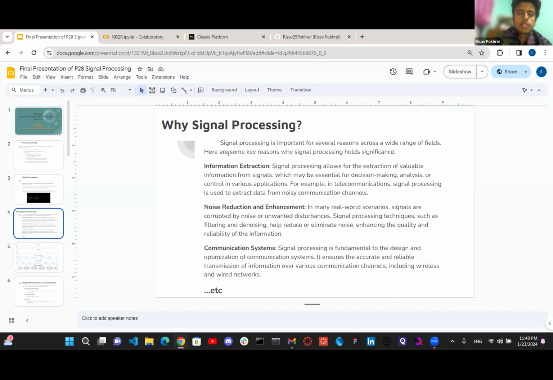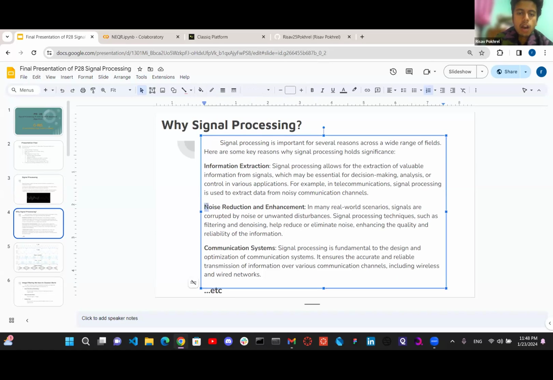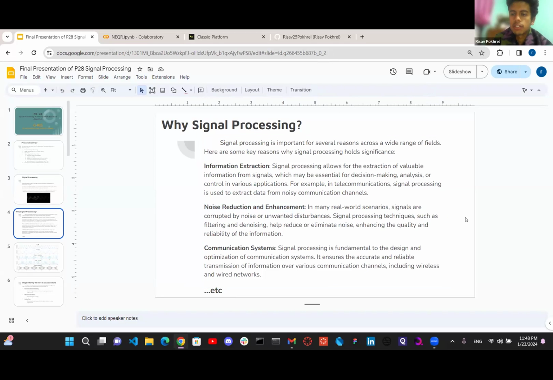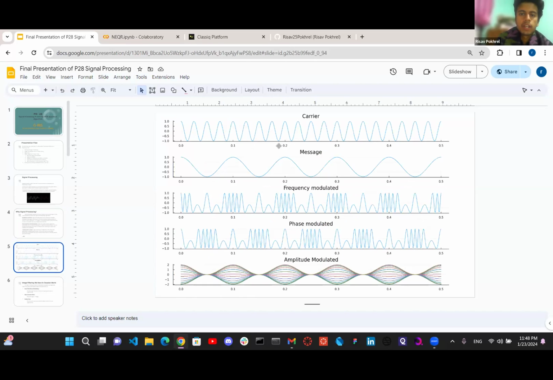Okay, why signal processing? Signal processing is important for several reasons across a wide range of fields. Here are some reasons: information extraction, noise reduction, and communication systems. Our project mainly deals with noise reduction on images, and the communication system is one of the most researched fields. This is one of the signal processing systems that I have been working on, the classical system.